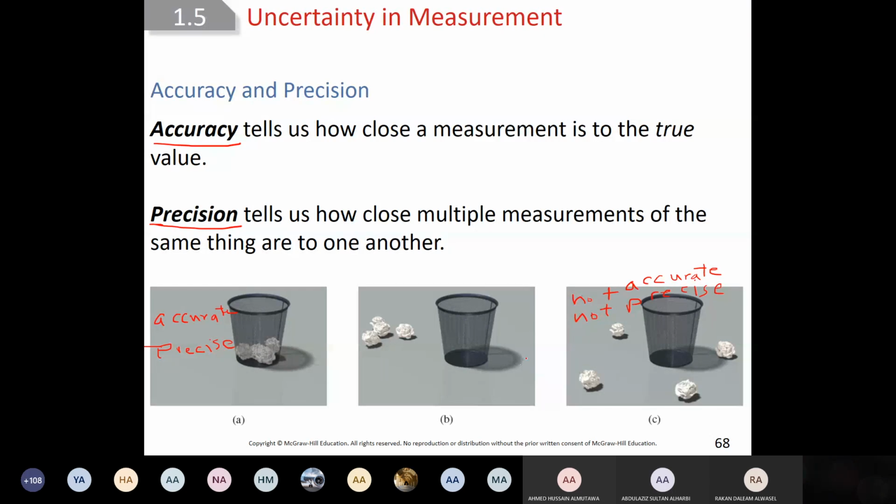Is this clear? How about this student? Tell me, what is he? Precise, but not accurate. Exactly. This student is precise because he's always throwing in the same place. So he is always precise, but not accurate. Is this clear? That's the meaning of precise and accurate.